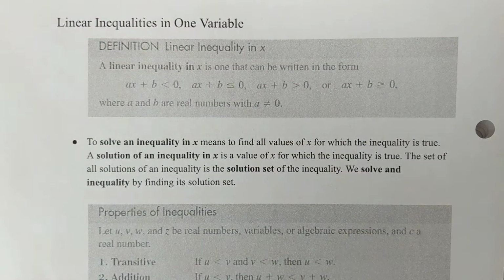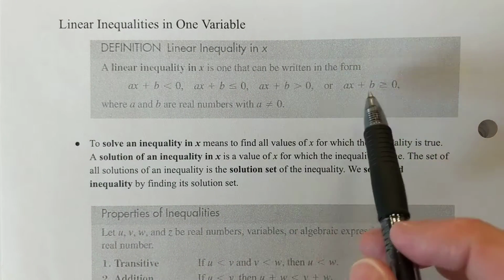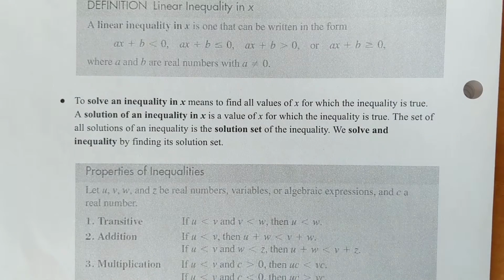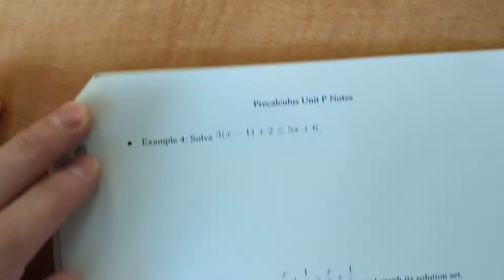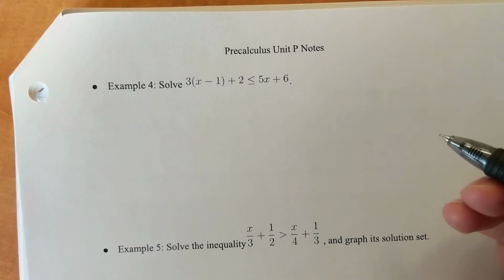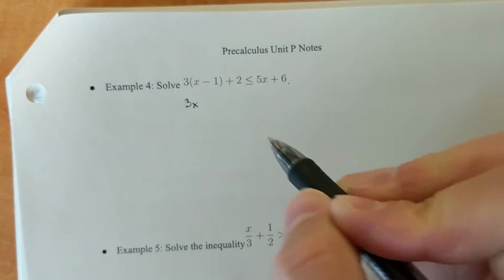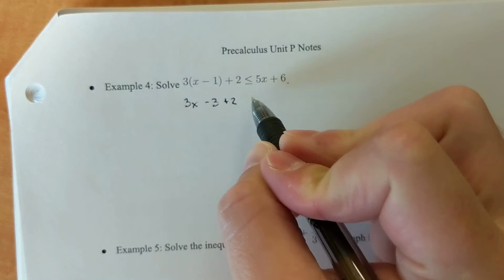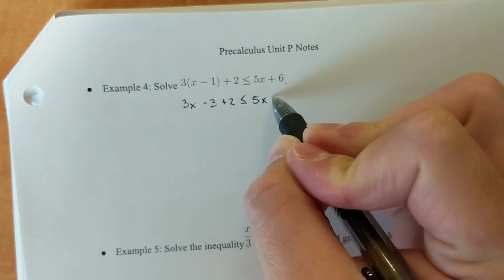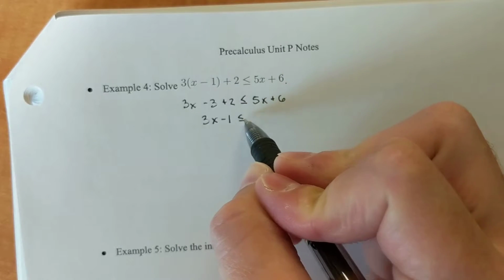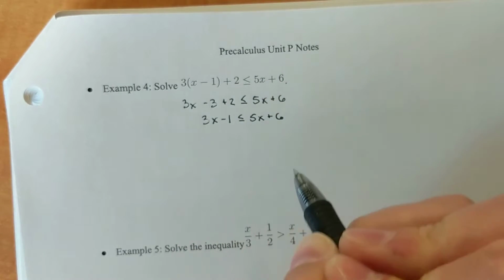So you could also have inequalities. So you can use either the less than sign, less than or equal to, greater than, or greater than or equal to. All the properties, things that were true about equations are also true about inequalities. And some examples. So solve the inequality. So first step on the left is to distribute. So 3 times x is 3x. 3 times -1 is -3, plus 2 less than or equal to 5x plus 6. So like terms on the left gives me 3x minus 1 less than or equal to 5x plus 6.